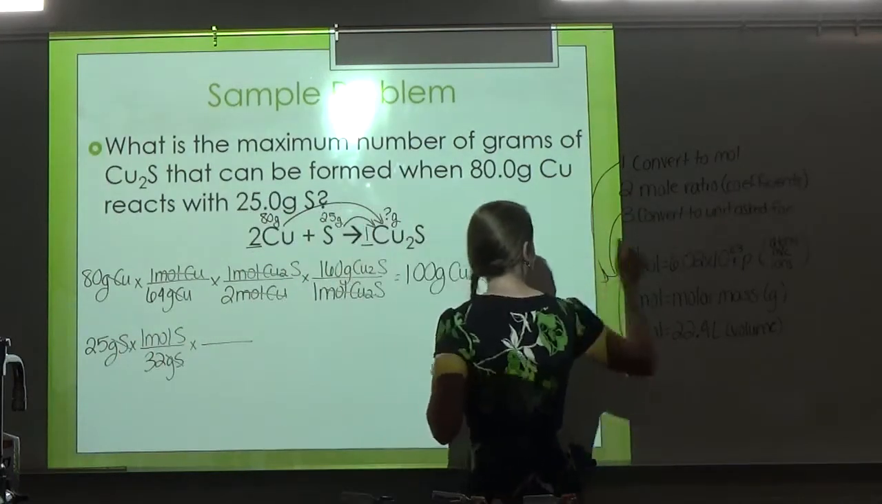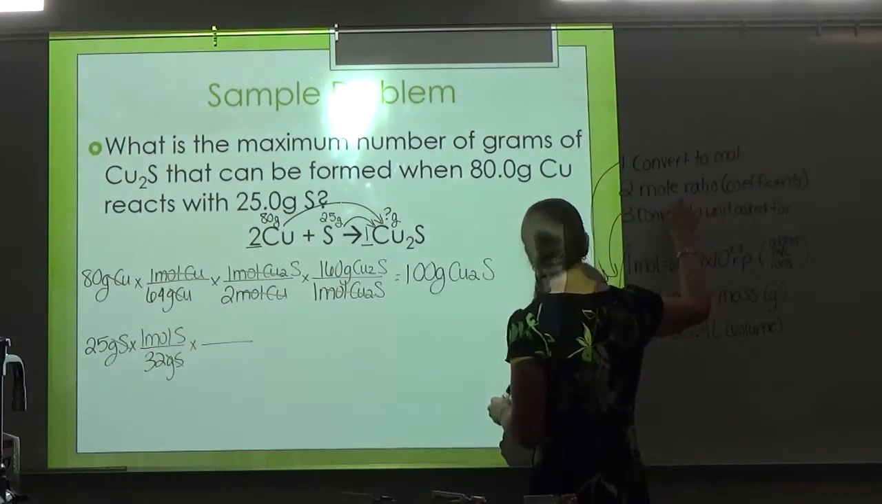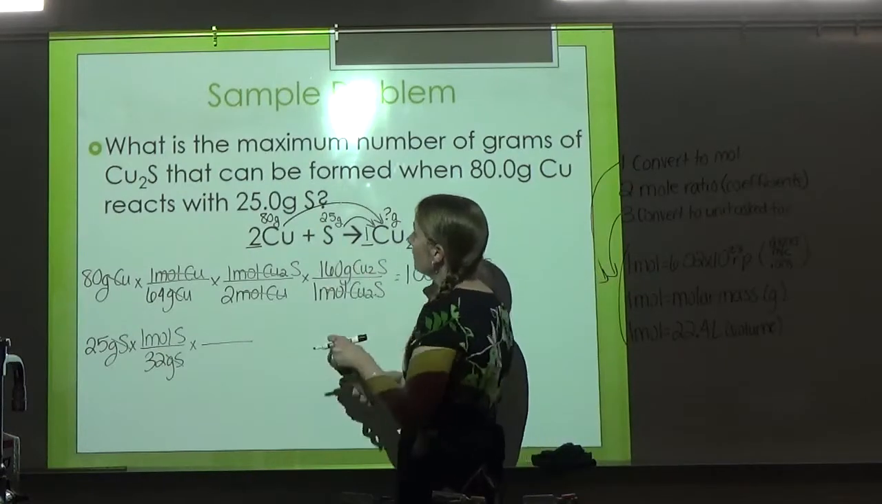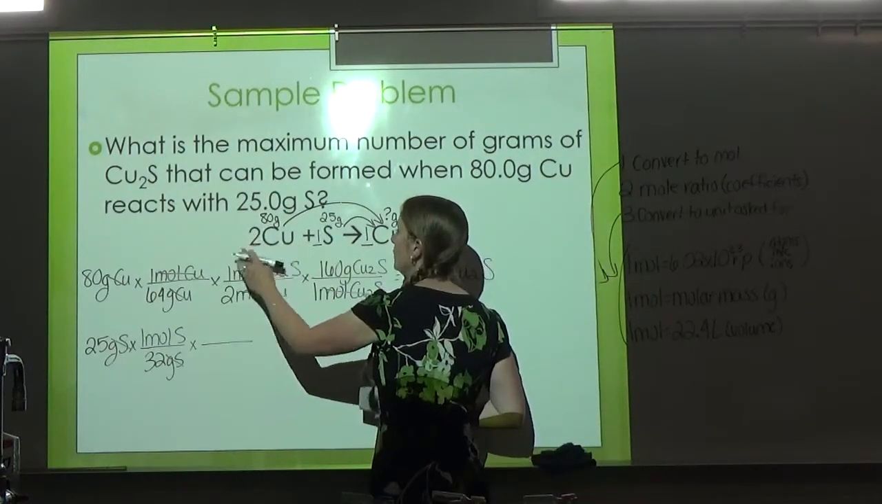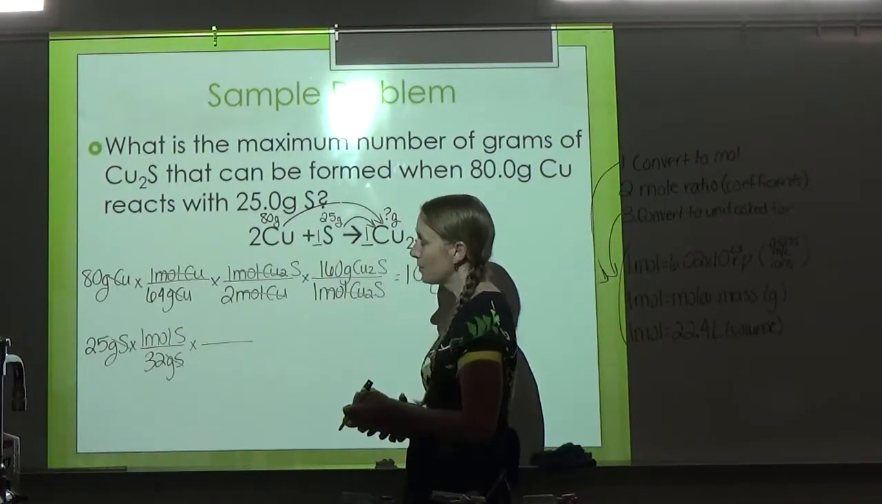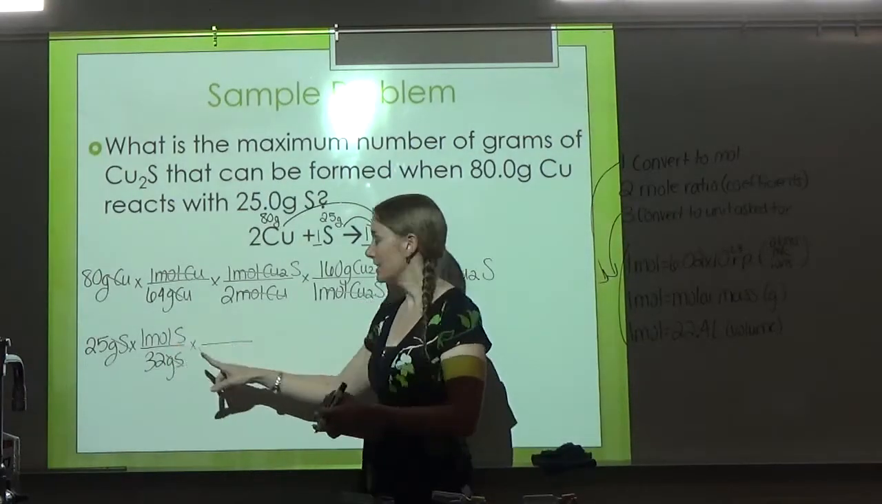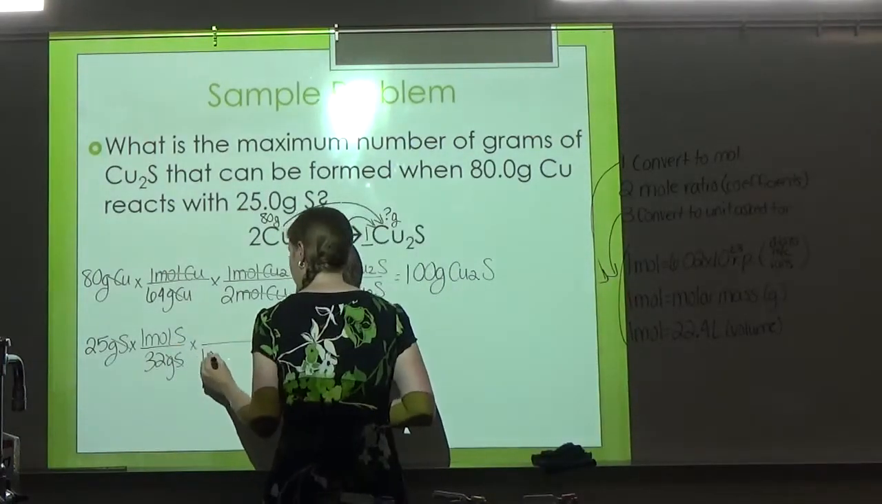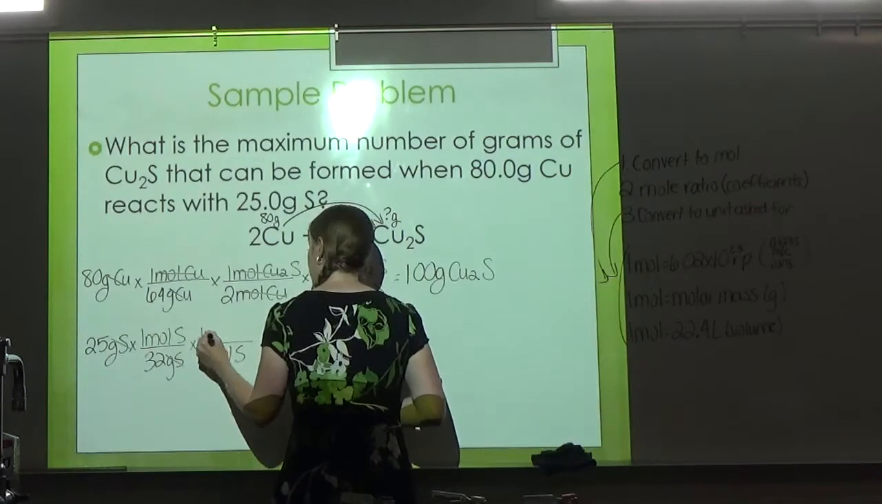So next, my second step is mole ratio. I look at my coefficients, and 1 mole of sulfur makes 1 mole of my product. But because sulfur is on top, I'm going to put the 1 mole of sulfur on bottom, and that makes 1 mole of my product.